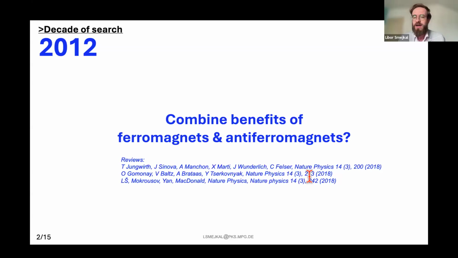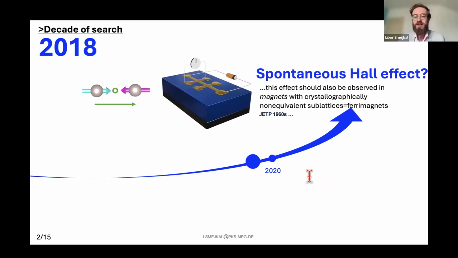Let me start with the first part and let me go back to the main question, which we were obsessing about with Jairo and Thomas for so long. And that's whether we can combine the benefits of ferromagnets and antiferromagnets. And first, such an effect, which we wanted to understand in compensated magnets, was the spontaneous Hall effect.